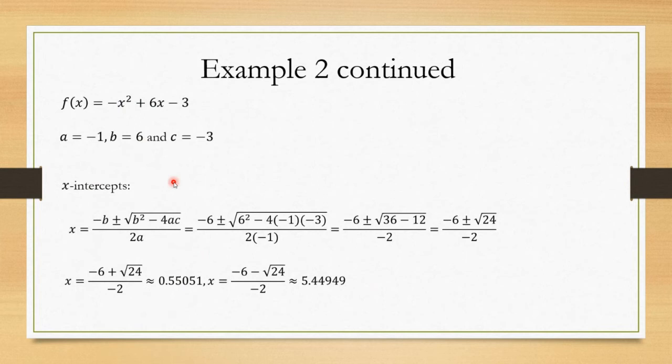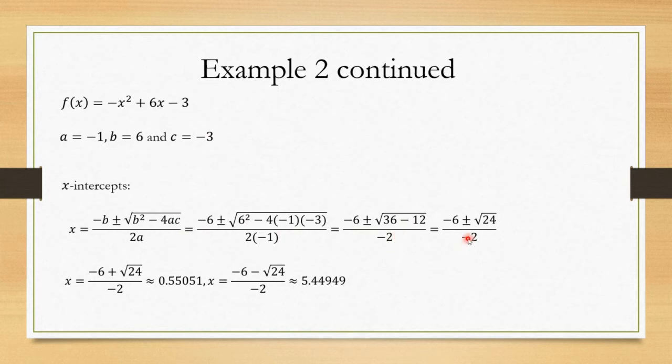We have b is 6, so negative b is negative 6. b squared is 6 squared, minus 4ac, over 2a, which is 2 times negative 1. So we get negative 6 plus or minus the square root of 36 minus 12, over negative 2.